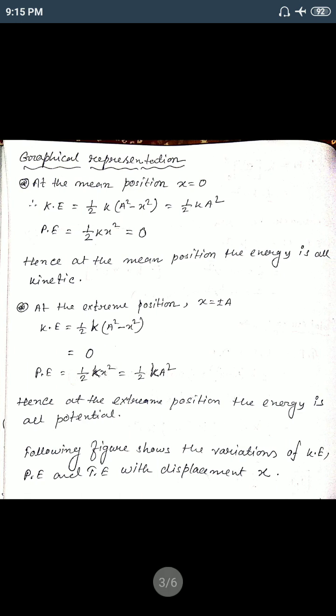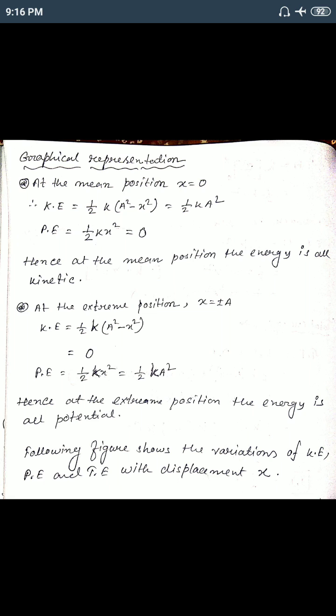Now, graphical representation: how can we represent the kinetic energy, potential energy, and total energy in a graph? First of all, for any graph we need some data points, x and y values. So first we find out the mean position and the extreme position, because these two positions are fixed in SHM. Mean position means no displacement, and extreme position means x equals plus minus a. At the mean position x equals 0, kinetic energy will be half k a square, but potential energy will be 0. So at the mean position all energy is kinetic energy.